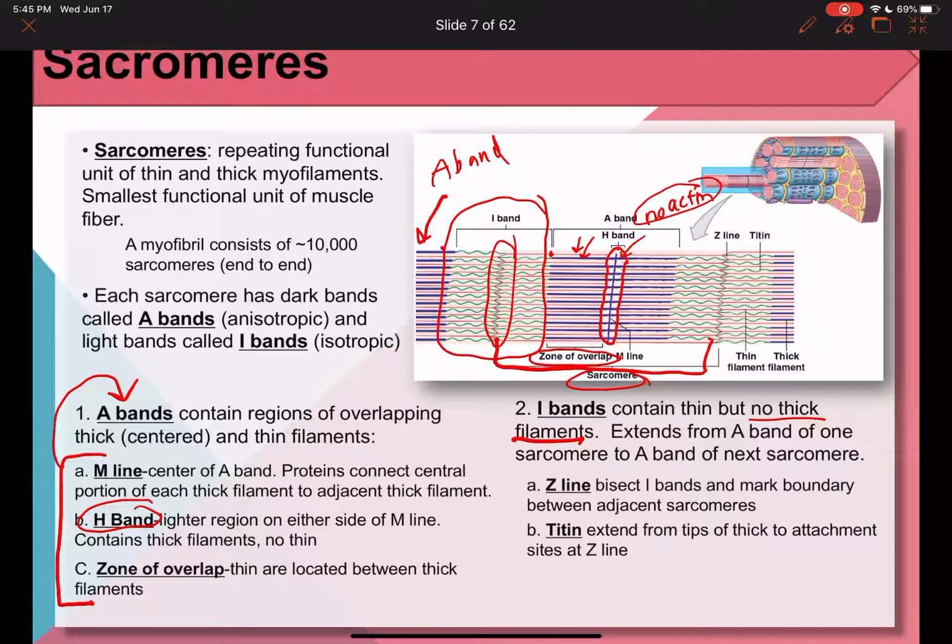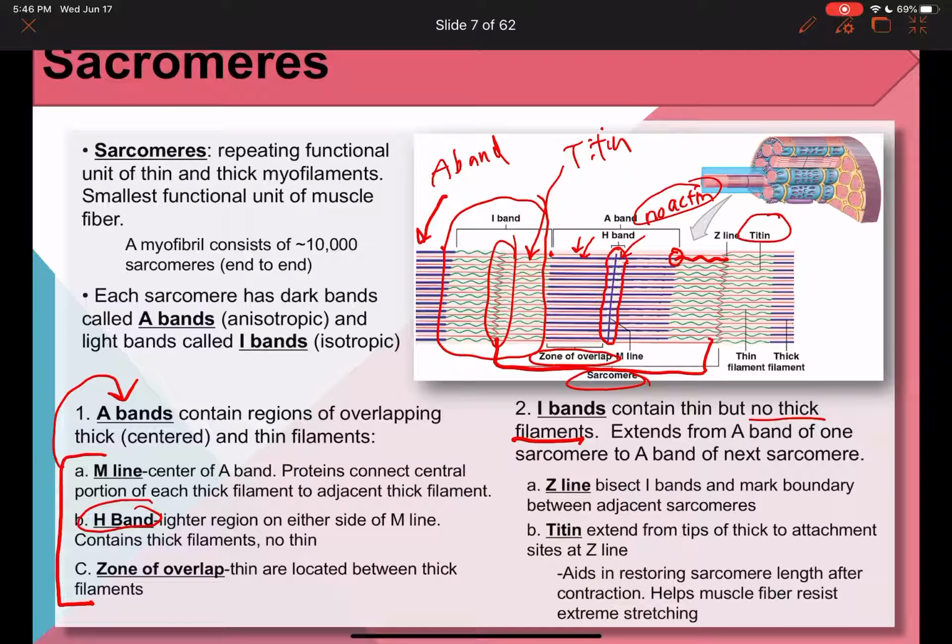Titin is those green curvy lines you're seeing. So these green curvy lines are titin, and same thing here. That's what this is referring to. What it does is extend the tips of your thick filament, which is your myosin, to attachment sites at the Z line. So you see how at the end of your thick filament right there, you have that green line that attaches it toward the Z line. Now, this is very critical because that's what holds our muscle fiber together. Titin does the very important job of recoil, allowing our muscles to recoil back.